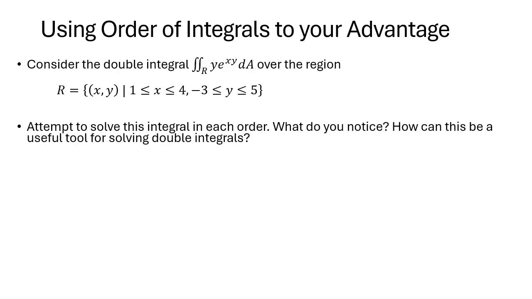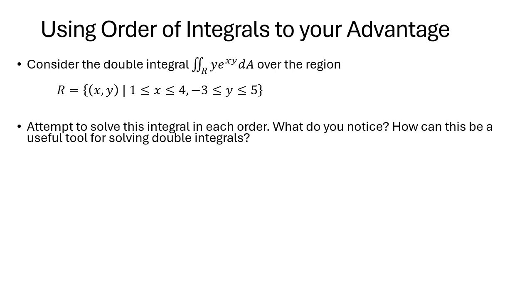A part of double integrals that we did not encounter with single integrals is that with double integrals we can actually switch the order of which variable we integrate with respect to first. So in this case, we're taking the double integral over a rectangular region of y times e to the xy dA, where the rectangular region is from 1 to 4 in x and from negative 3 to 5 in y.